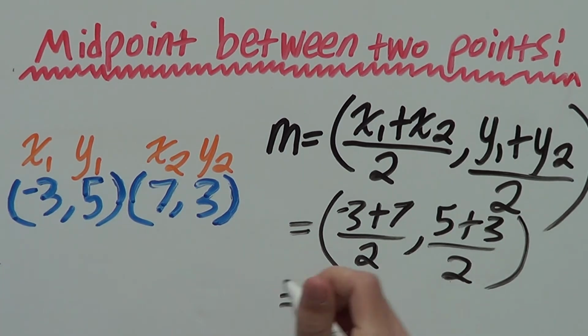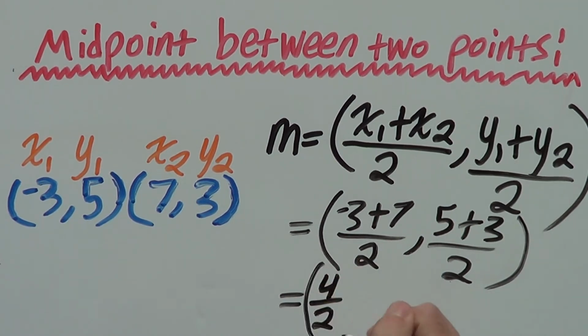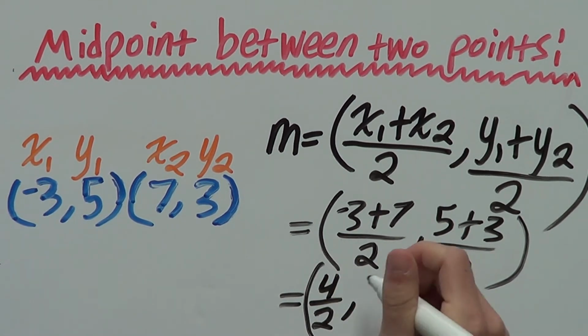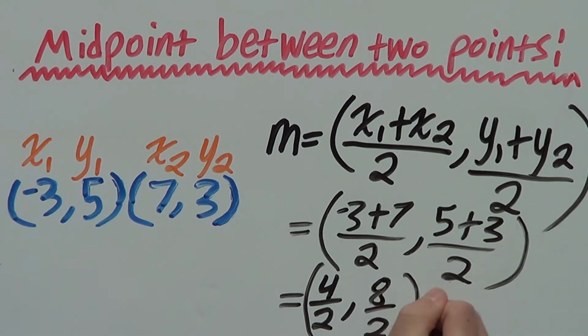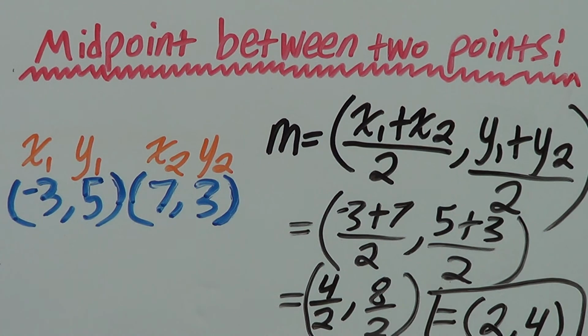That gives us negative 3 plus 7, which is 4, over 2, and 8 over 2, which gives our midpoint between these 2 points to be 2 and 4. And that's how you find the midpoint between 2 points.